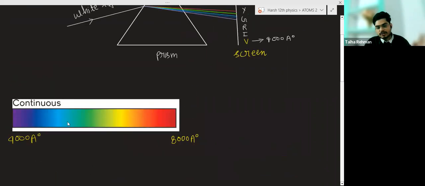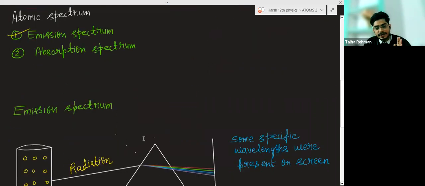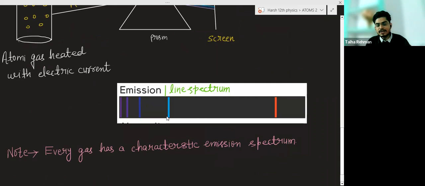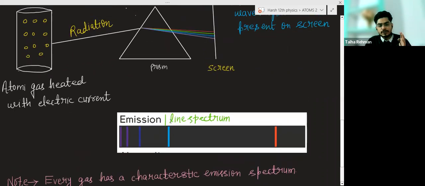Because what is happening here is that you are getting all the wavelengths in one case, but here you are getting only a few wavelengths. Other wavelengths are missing out. Only a few wavelengths are coming on the screen. This is known as the emission spectrum.